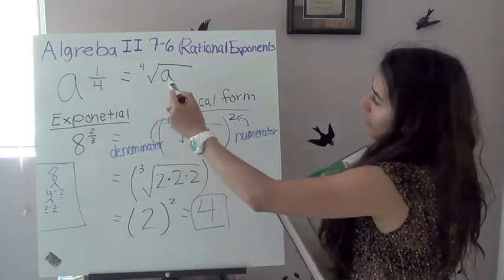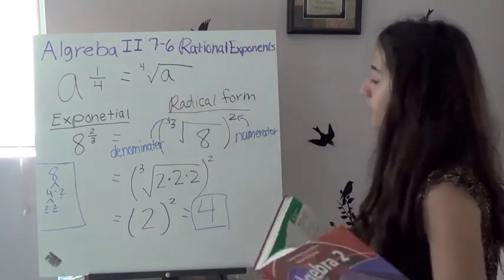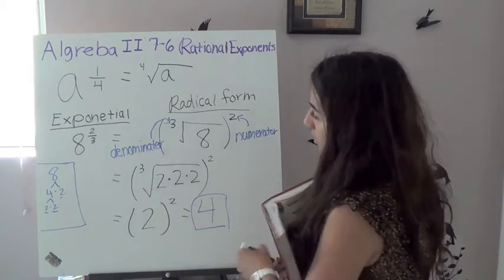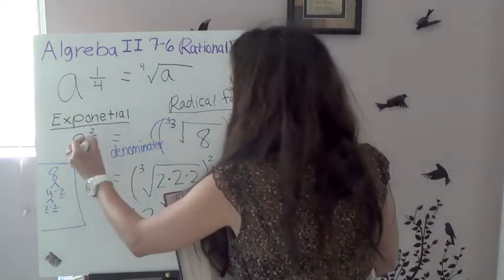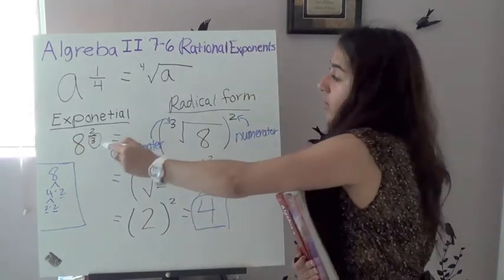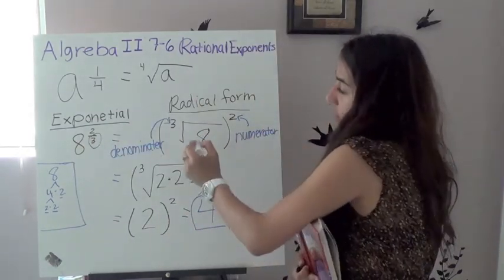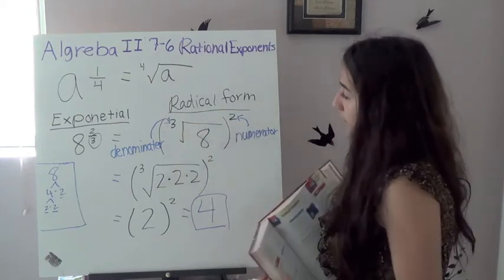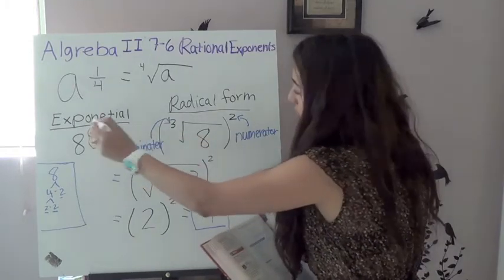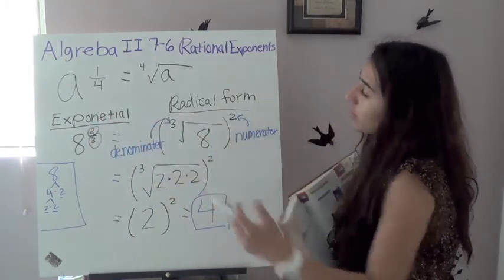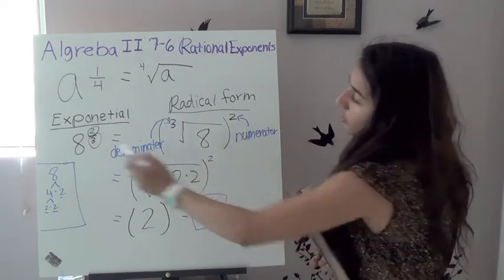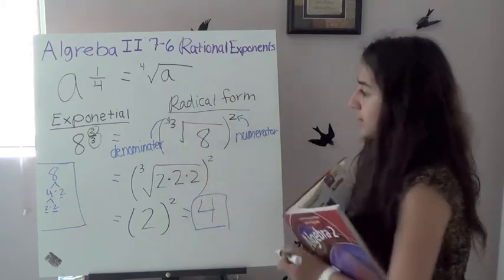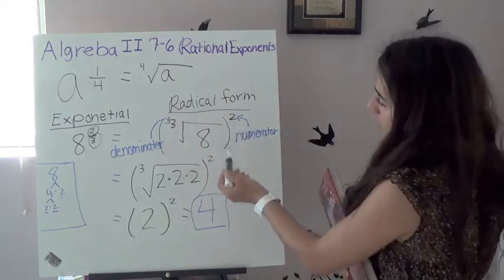Over the square root of a, that's your radical form. What you do to change it into radical form is take your denominator, and put it outside of the square root. So your denominator goes on the outside, and your numerator goes on the inside. Your numerator will go on the outside, and you put it into parentheses, and that's how you change it into radical form.